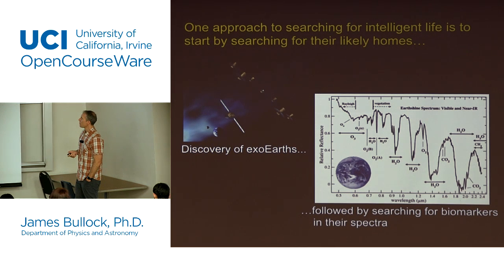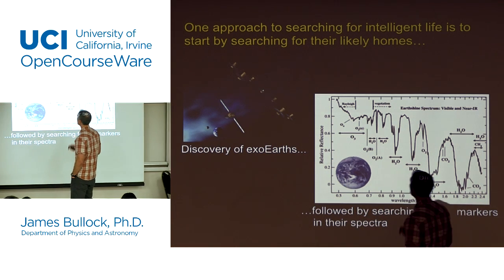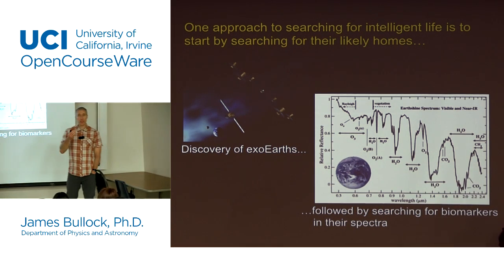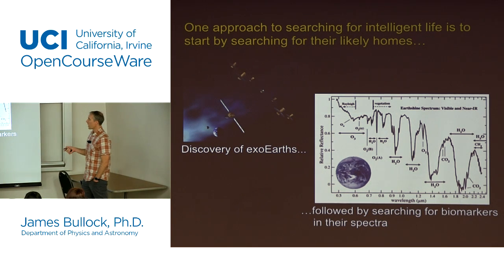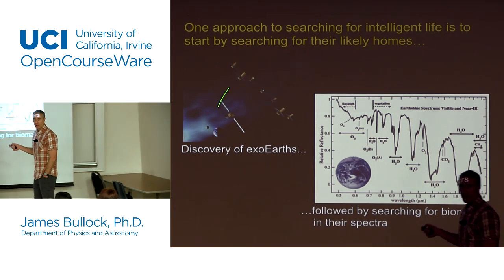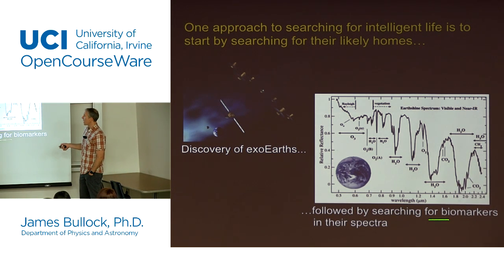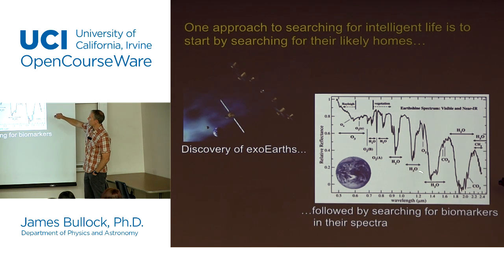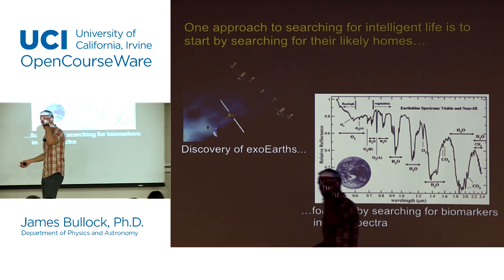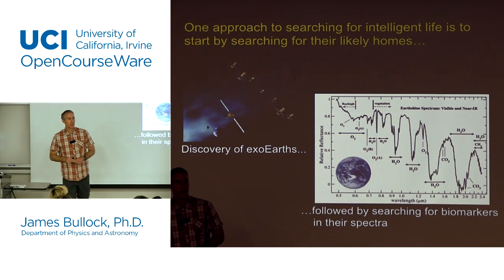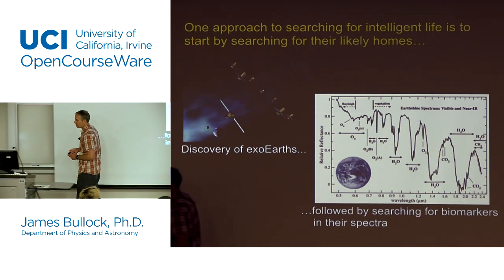Okay. So how do we go about doing that? One approach for searching for this intelligent life is to start by searching for their likely homes, and that's kind of what we've been doing, right? So we've been discovering exoEarths, and we've done that. Okay, that's actually happened. The next step we're going to do is look for biomarkers in the spectra. We're going to look for all of these fancy different things in the spectrum of these planets, and maybe we'll see, aha, that planet is alive. So then we might think, boy, that would be an interesting place to look for ET.